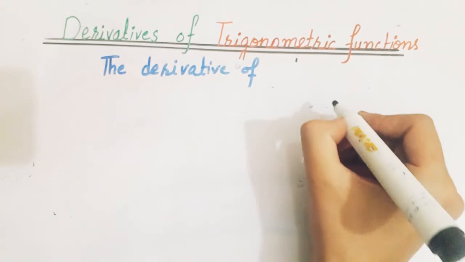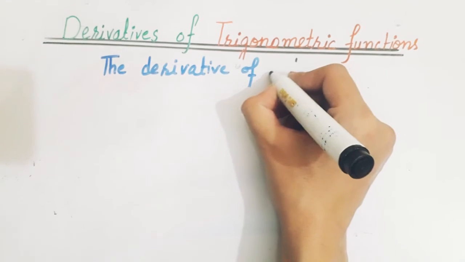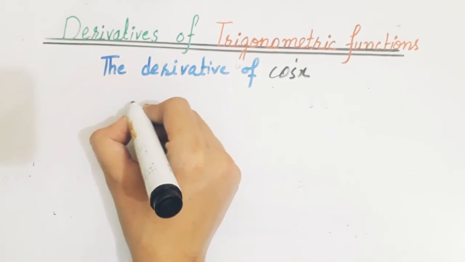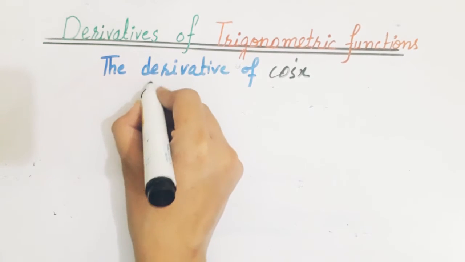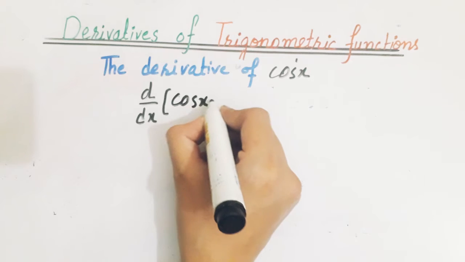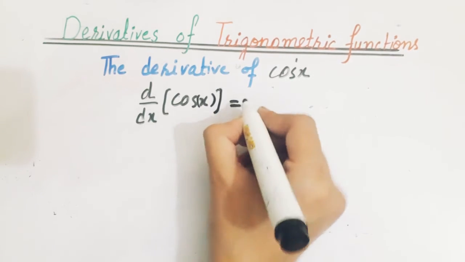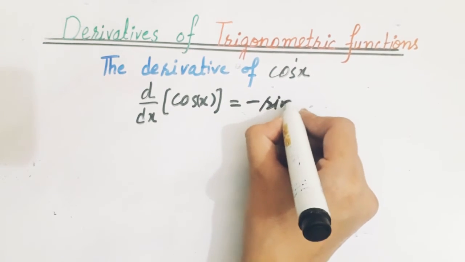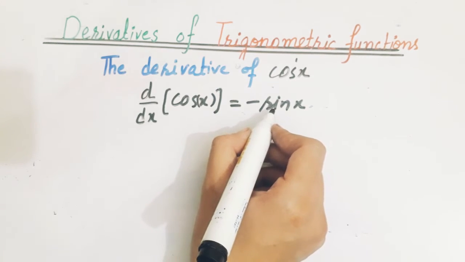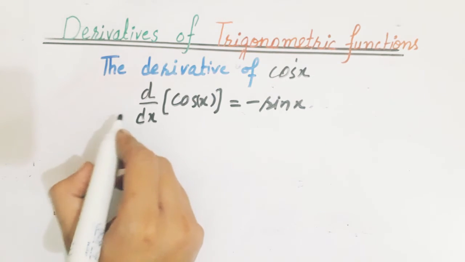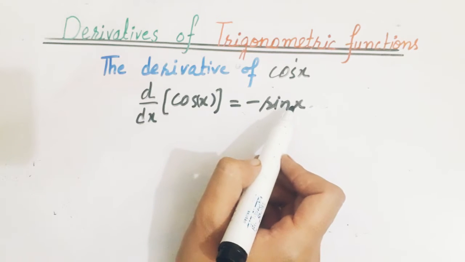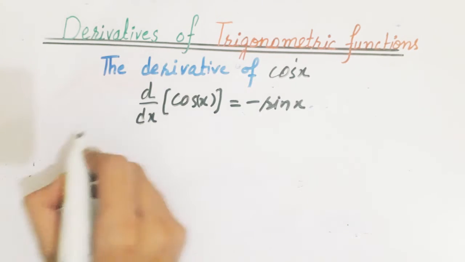Now we will study the derivative of cos x. So d by dx of cos of x equals negative of sine of x. Notice the negative sign, it's super important. So you have to remember that cosine leads to a negative sign, like a drop in a curve.